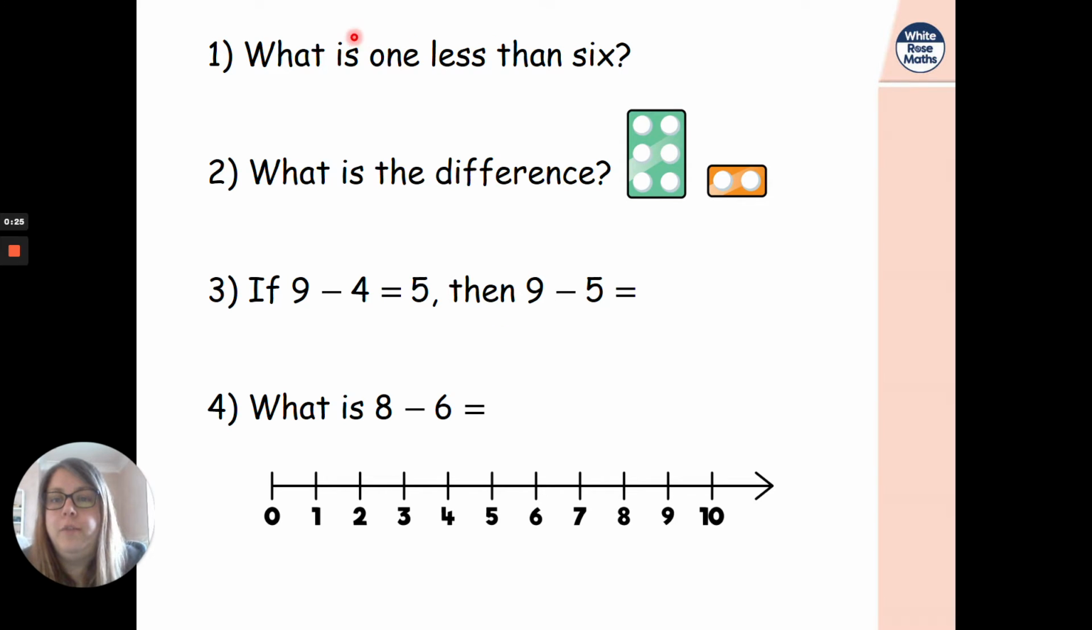So let's have a look first of all at some things we've been doing up until today. First of all, we've got: what is 1 less than 6? What number comes before 6? It is 5, isn't it? Well done if you got that one.